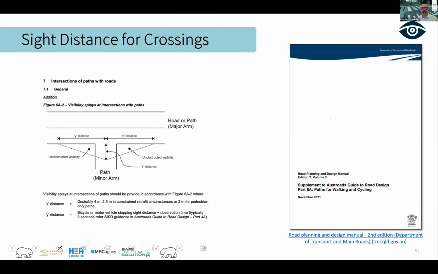TMR, just to finish this little bit off, TMR's got some really good guidance out there, and some interesting points around path to path sight lines and path to road sight lines, and Prue may have talked to you about this year, had some involvement in it. I think Michael, who's on this course, had some involvement in it as well. But an interesting point: desirable 4-meter setback, 2.5 meters in constrained circumstances, or 2 meters for pedestrian paths only.